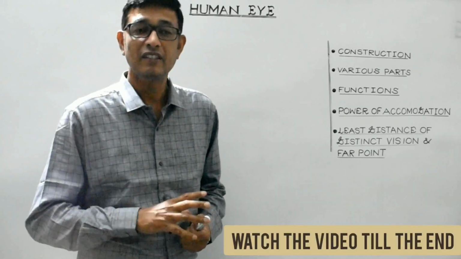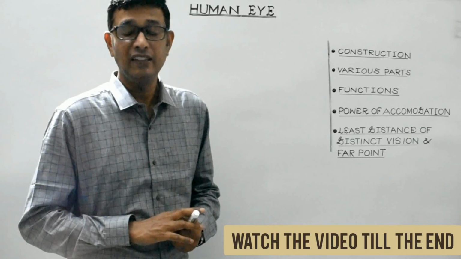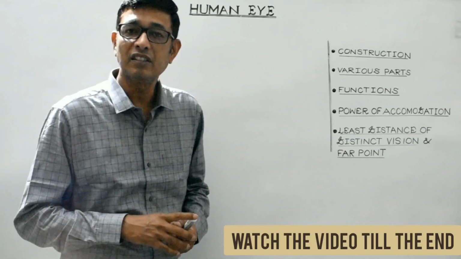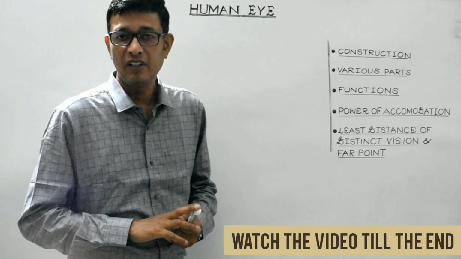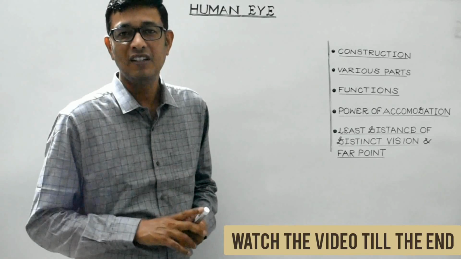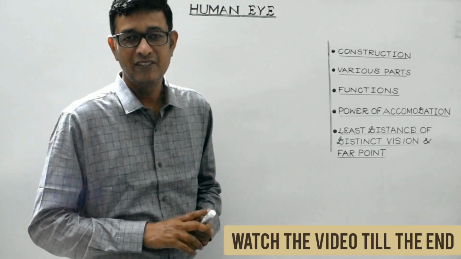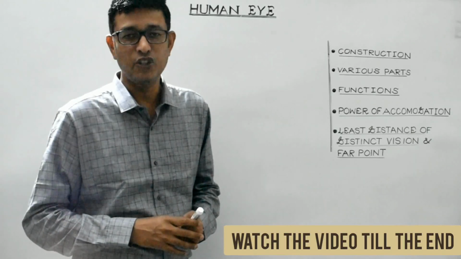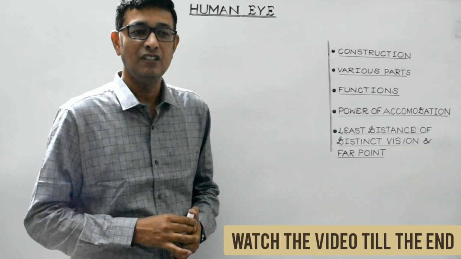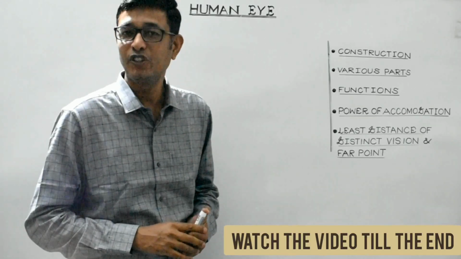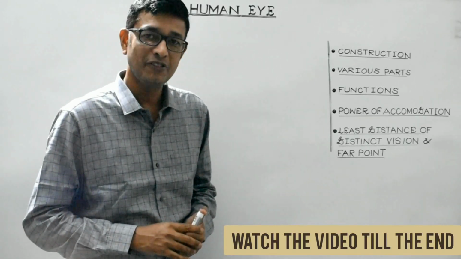of the human eye, their functions, and then we'll discuss some important terms and definitions. Like we'll discuss the power of accommodation, then we will obviously discuss the near point, the far point, then range of vision, right students? So before we start with the construction of the human eye, I would like you to watch this small clipping based on the construction of the human eye.